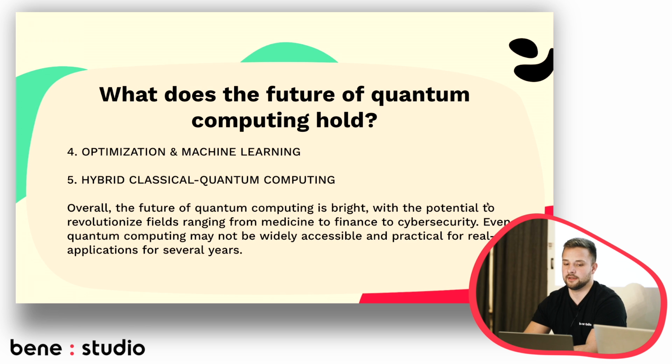And last but not least is hybrid classical-quantum computing, which would look like a computer which is a classical and a quantum computer at the same time, but it uses the classical part for simple algorithms and the quantum part of this computer for running the quantum algorithms to take advantage of it.